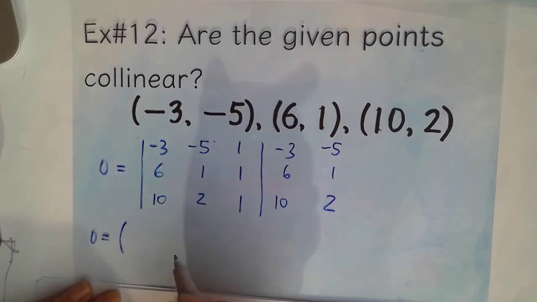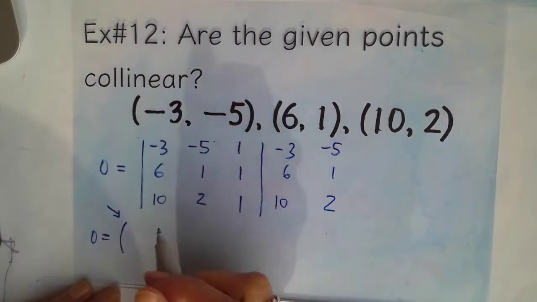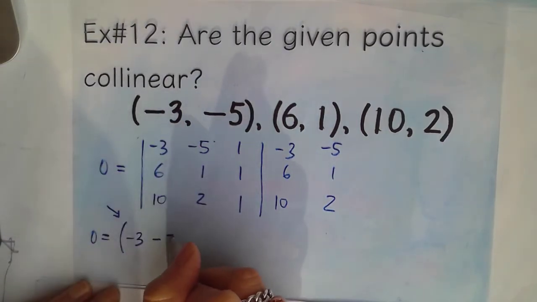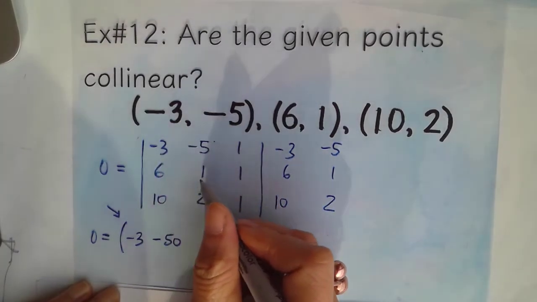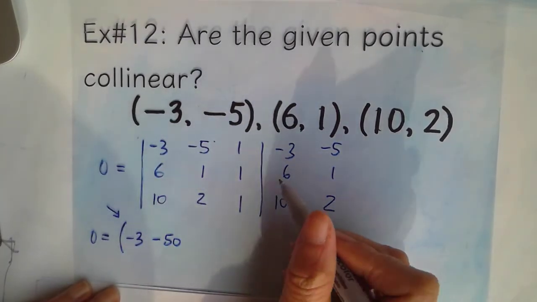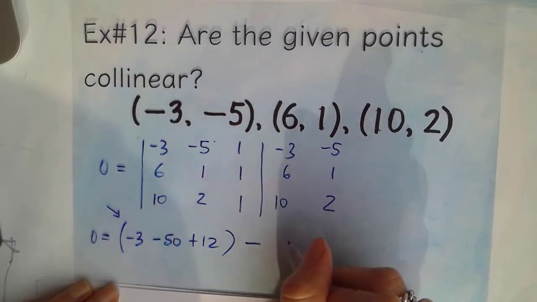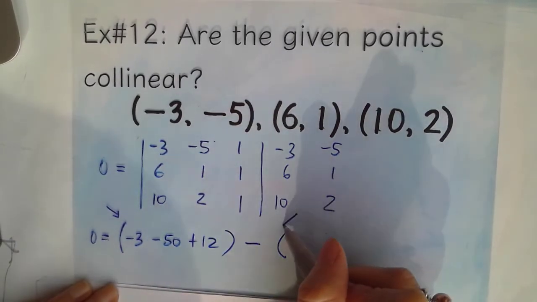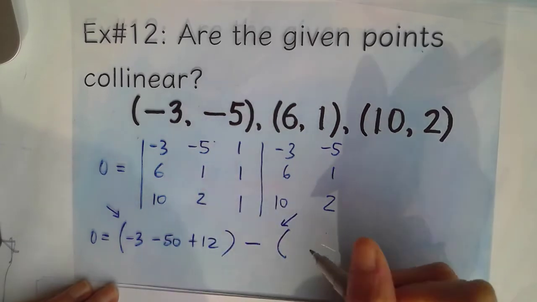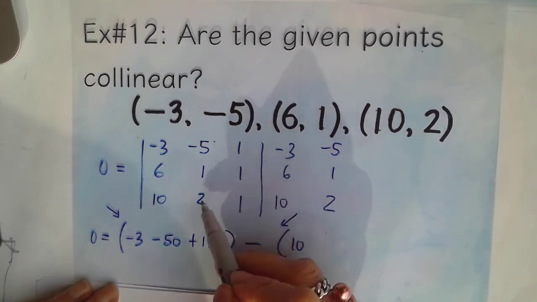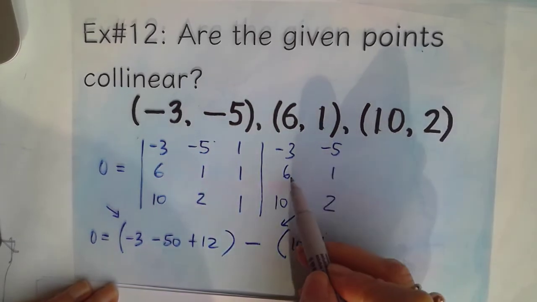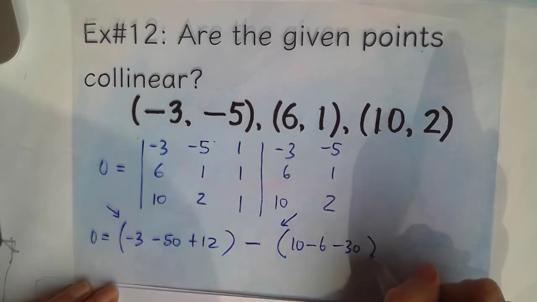So I'm going to do this diagonal first. -3 times 1 times 1, -5 times 1 times 10, which is -50, because I'm just multiplying, 1 times 6 times 2, which is 12. Subtracted by the product of these diagonals here. 1 times 1 times 10 is 10. -3 times 1 times 2 is -6. -5 times 6 times 1 is -30, okay?